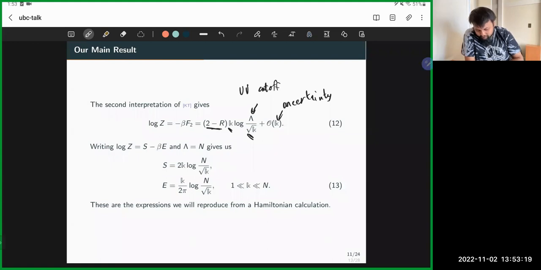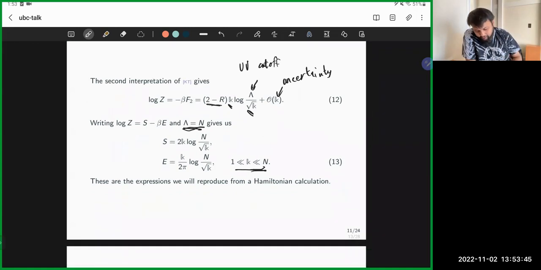And then Kazakov and Tseytlin did not give any value for the UV cutoff. We will find that this UV cutoff is N, the size of the matrix, and we will find the entropy and energy on the nose. In the regime where K is a big number, there's a lot of pairs, but K does not scale as N in any way. Okay, so we will do it from a Hamiltonian calculation. What is the Hamiltonian calculation?